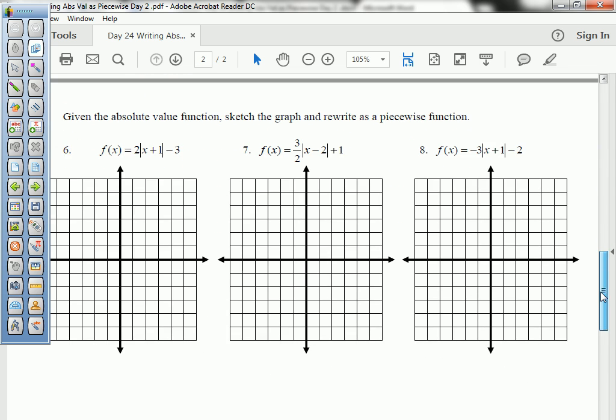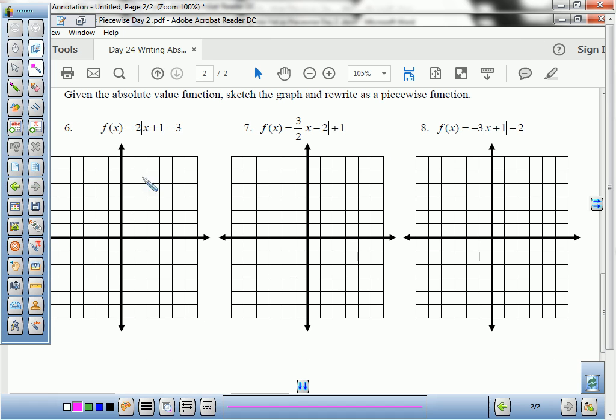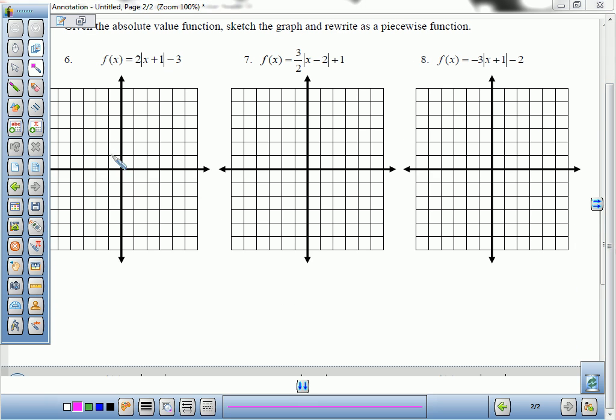Now I want us to skip over to the back. Let's do number 6 together. We're still going to do one more together because this one has a 2 in it, and I want to show you what happens. All right, the first thing we have to do is graph it. So you graph it. We'll try number 6 now.